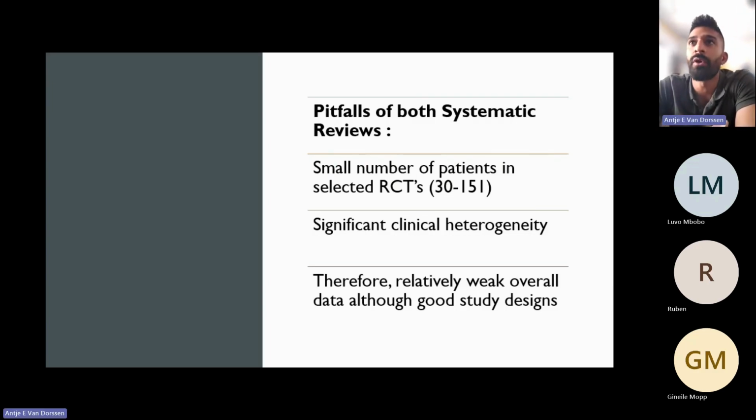So there were some pitfalls in both of the systematic reviews, in that overall there were a lot of randomized controlled trials included, but none of those actually included a large study population. I think the highest study population was 151 patients. And also of note was significant clinical heterogeneity. For instance, the type of patients, the type of sepsis that was being dealt with, as well as when fluids were initiated. Therefore, although these study designs were actually quite good, they produced quite weak overall data.